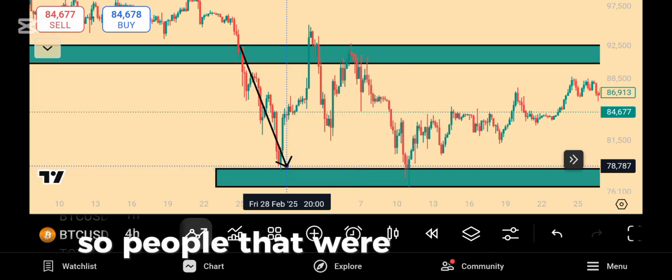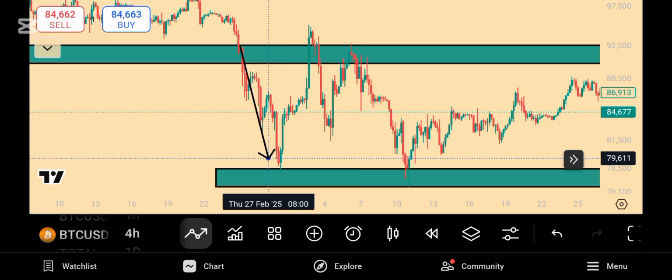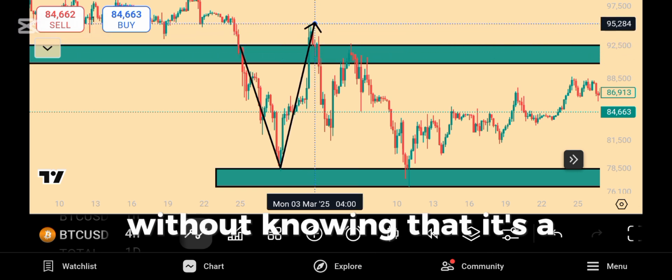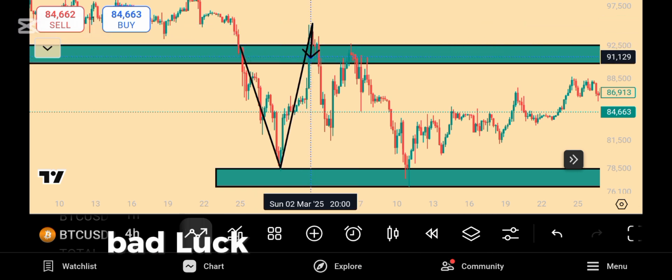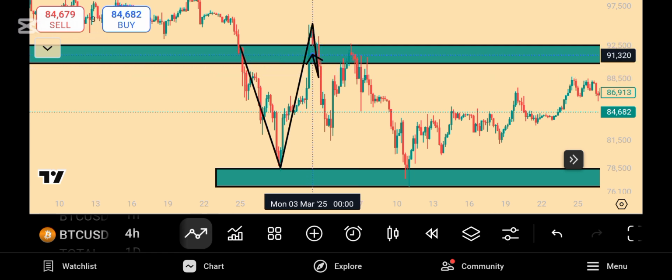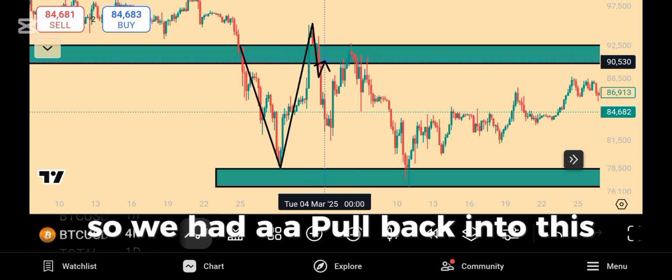So people that were trying to long at this level, people that were trying to long this point when we broke above here without knowing that it's a manipulation, had a very bad luck waiting for them, because they were all taken out when it reversed into this range. So we had a pullback into this range, then we came down.